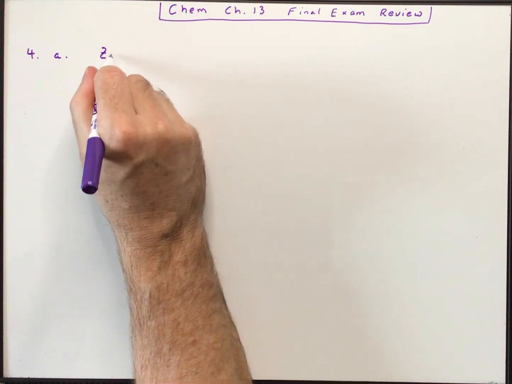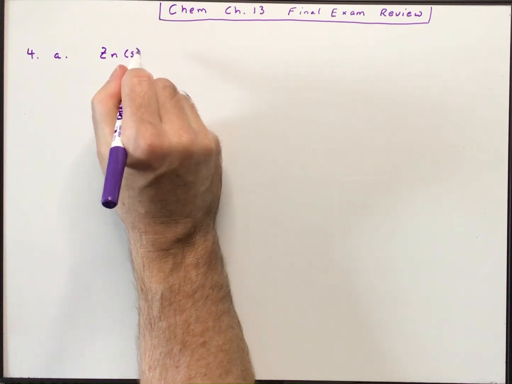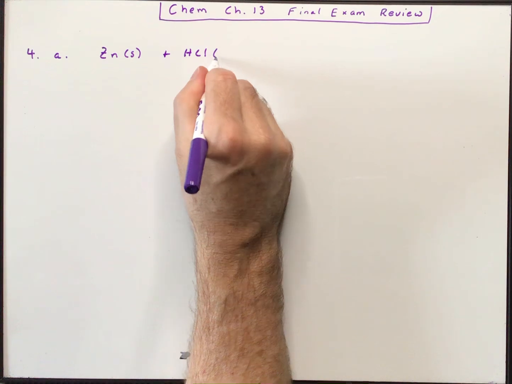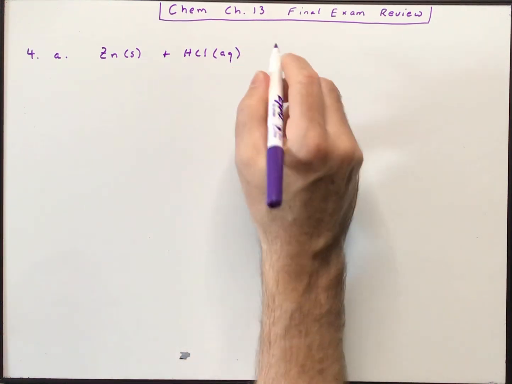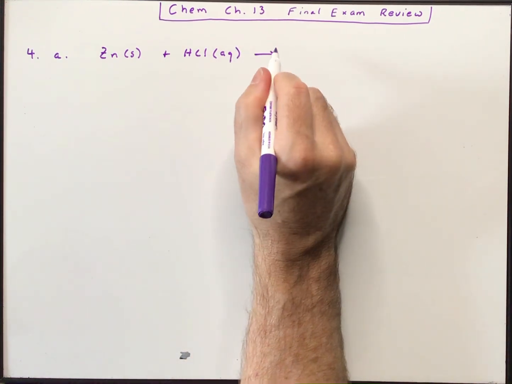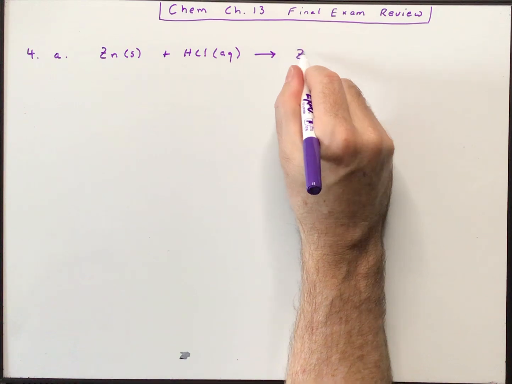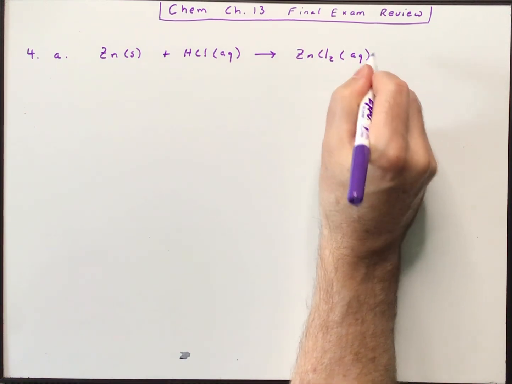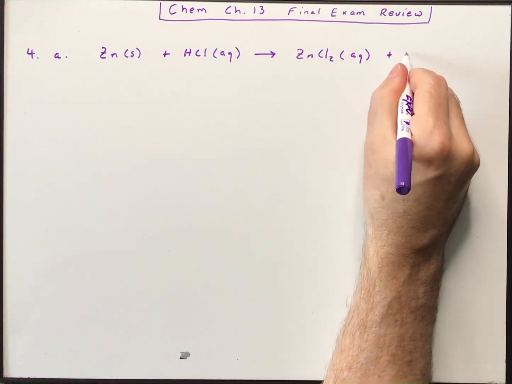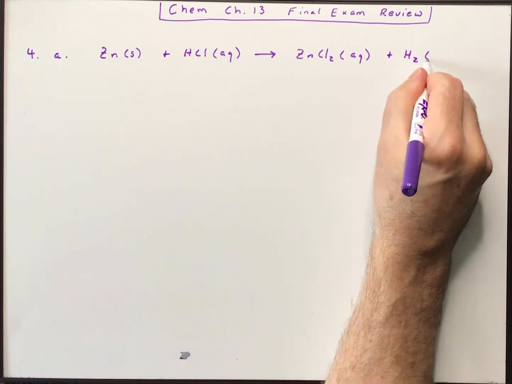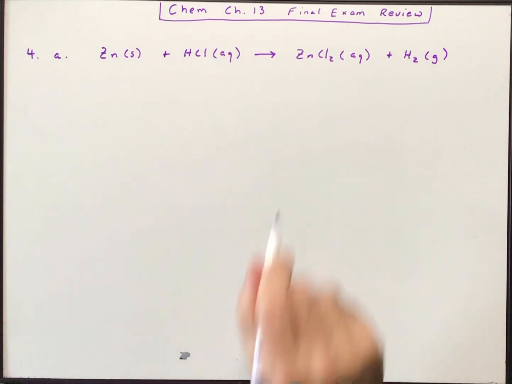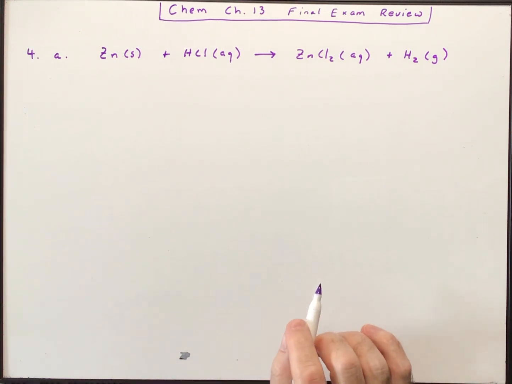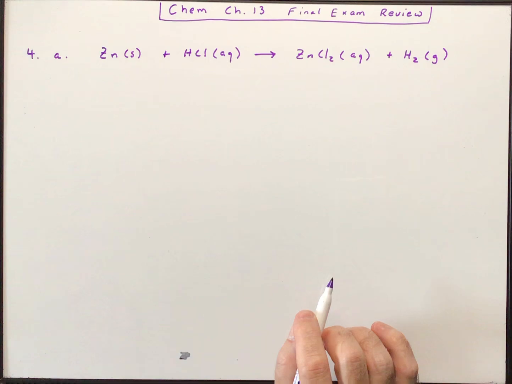So we have solid zinc plus HCl, so that's aqueous. That yields zinc chloride. And then that liberates hydrogen gas. So pretty famous reaction that's often a demonstration. Pretty cool demonstration in class.